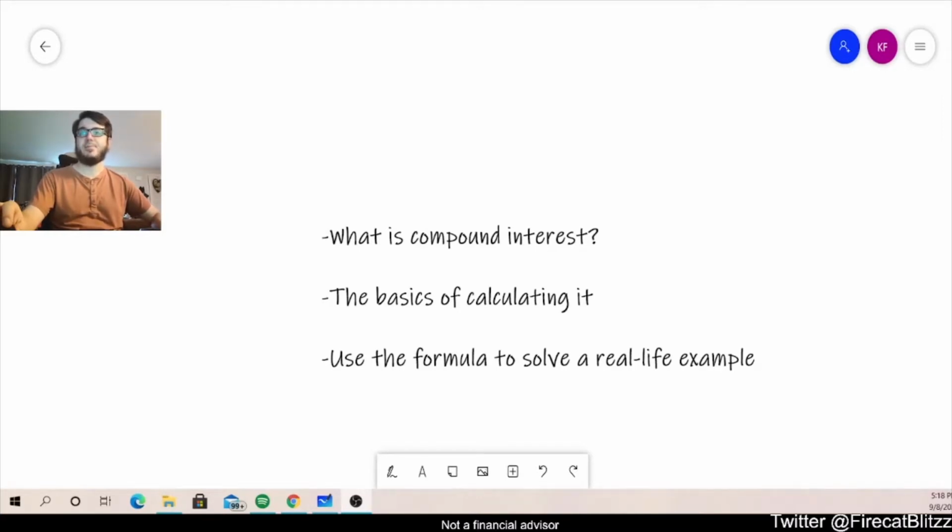So today we're going to be talking about compound interest. We're going to have three big ideas. The first is, what is compound interest? So we're actually going to go ahead and define it. The second, we're going to go into the basics of calculating it. And finally, we're going to use the formula to solve a real life example.